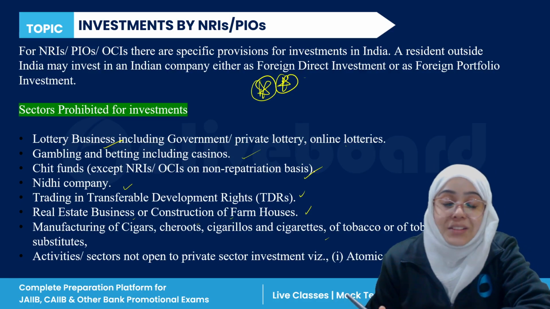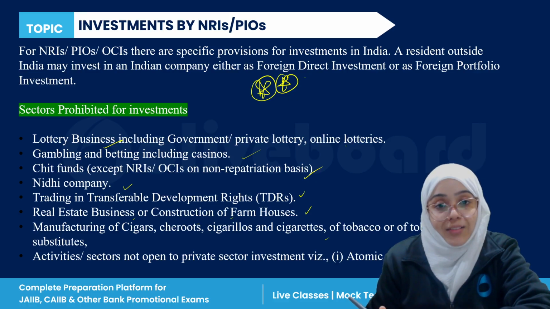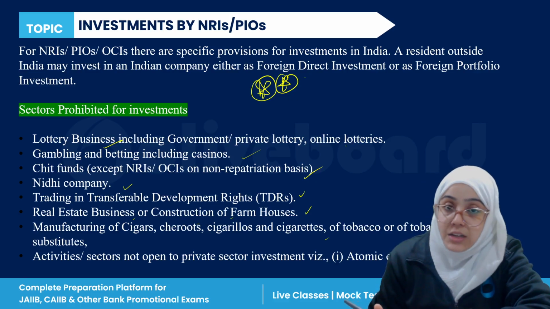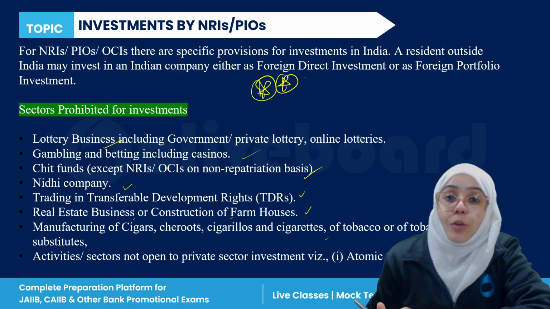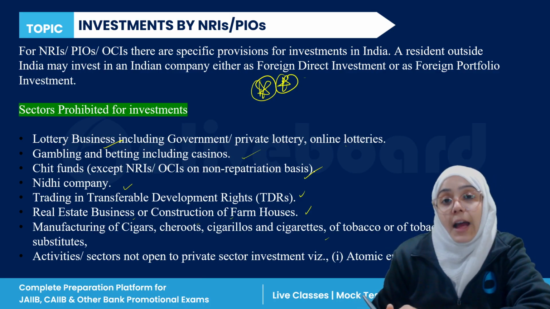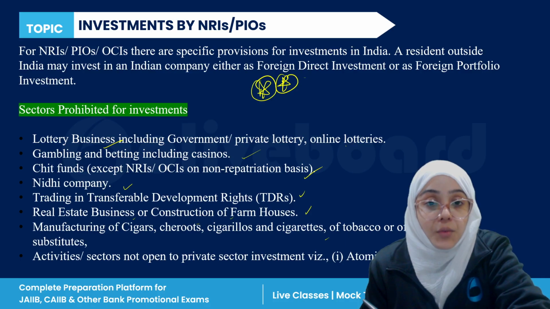So these are the sectors which are prohibited for investment if you are an NRI, a Non-Resident Indian, if you are a PIO, a Person of Indian Origin, and if you are an OCI, an Overseas Citizen of India, right?